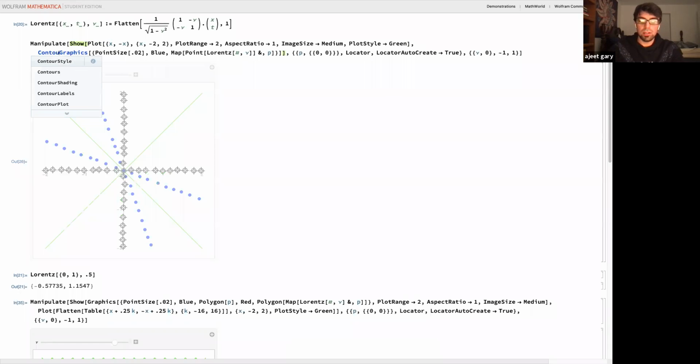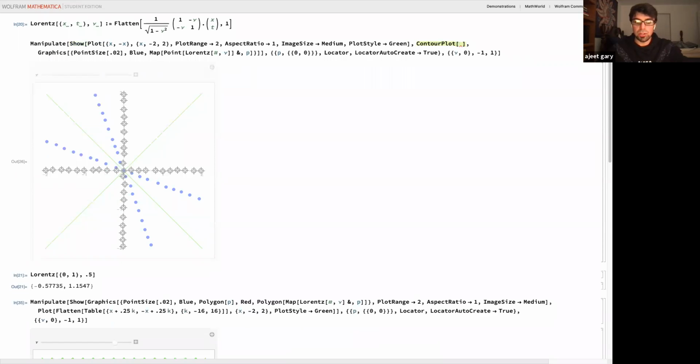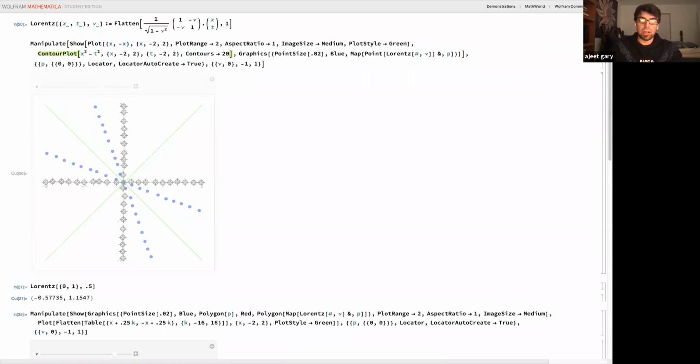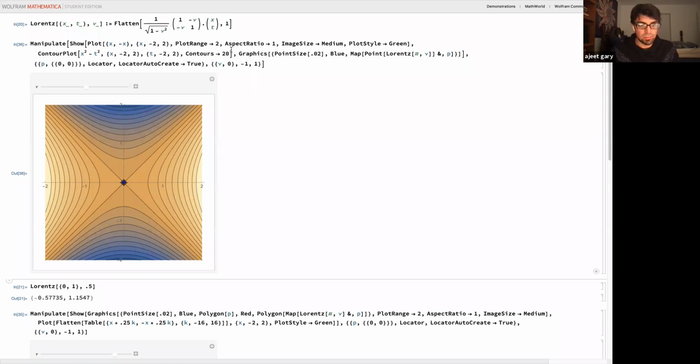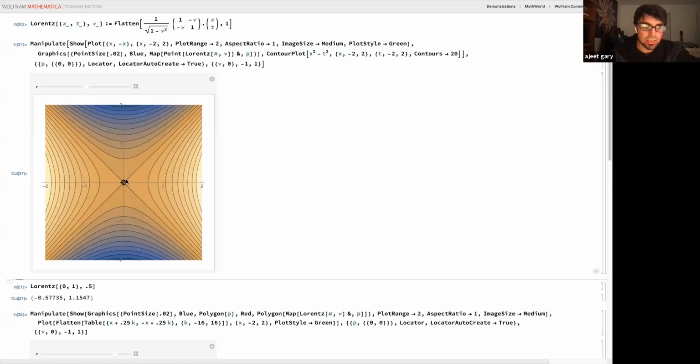gonna do a contour plot for the space-time interval. So motivated space-time interval with causal diamonds, and I'm gonna do a contour plot of x squared minus t squared, and we'll do x from -2 to 2 and t from -2 to 2, and contours we'll do, let's do like 20 contours. Nope. Hold on. I have to put it behind everything so you can actually see it. Great. So here are the contours.